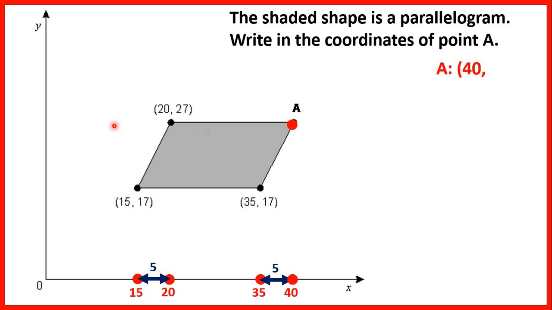Now we need to find the y coordinate. We can see that point A is in line with this point here, which has a y coordinate of 27. So that means the y coordinate of point A is 27 as well. So A has the coordinates 40, 27.